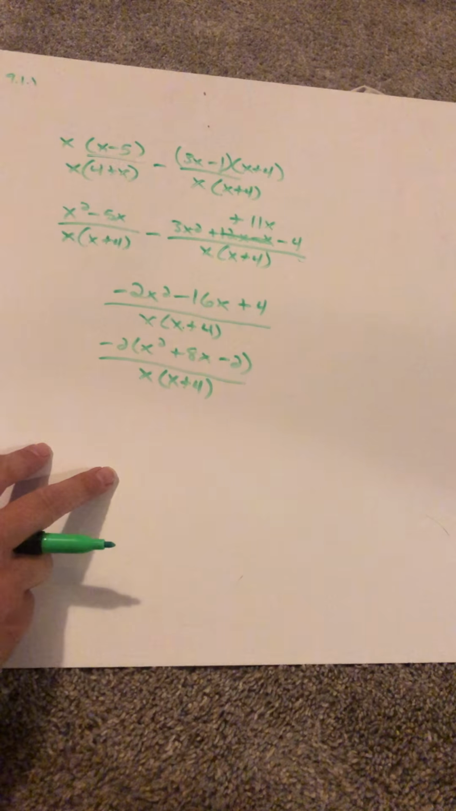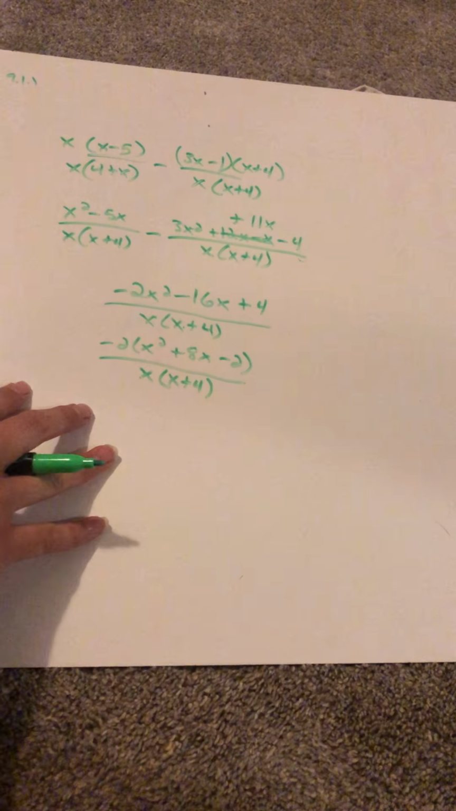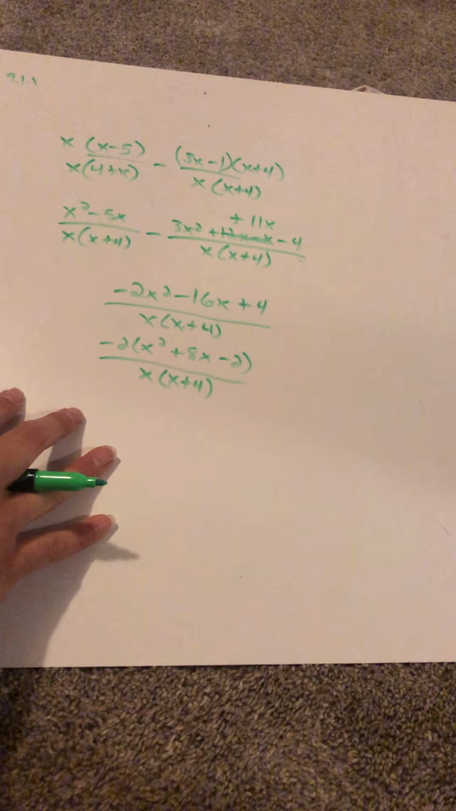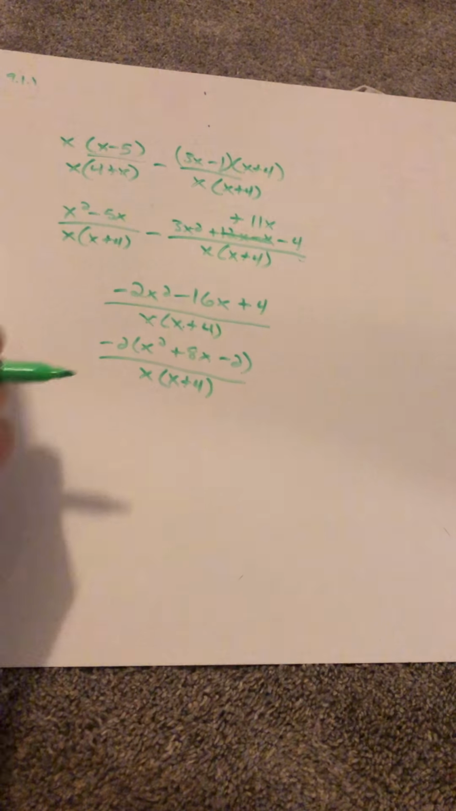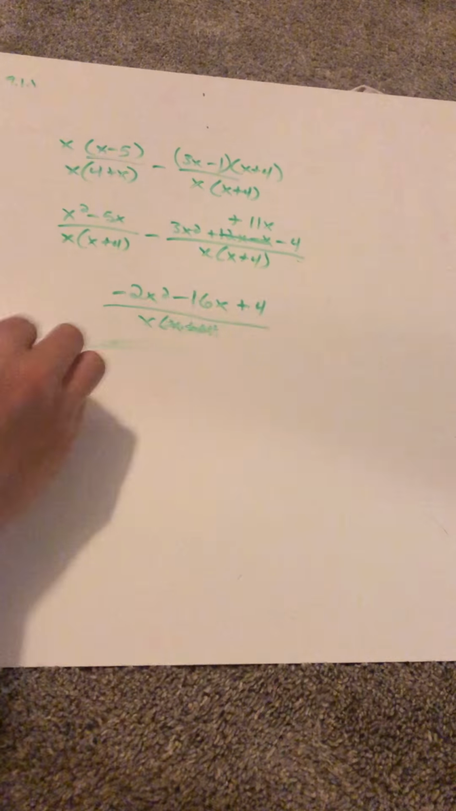They may possibly multiply that bottom out. It just depends on what the answers look like and what format they want you to write it in. So that's how you would subtract. Adding is the exact same process, only you don't have to worry about distribution of the negative. The only other ones from 9.1.1 are those complex fractions, which is where you have the fraction top and bottom.